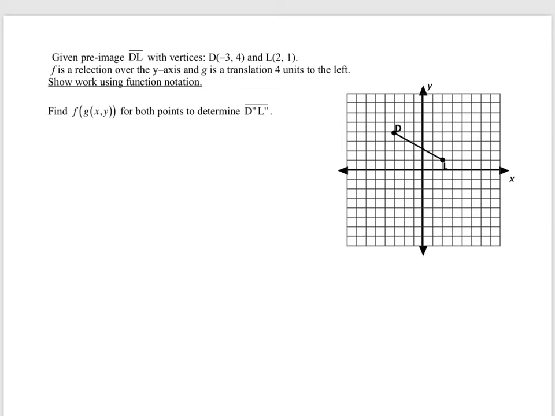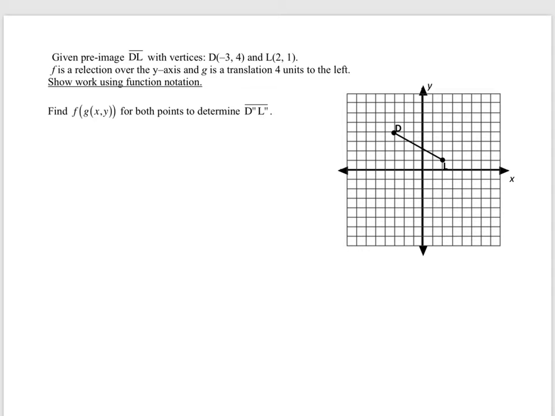All right. So the purpose of this video is just to show you different notation that you're going to start to see today, because we're going to start doing 2 transformations instead of just 1. So this isn't an example in your notes, but it's using the strategy and structure that you're going to have to use. So it says given pre-image segment DL with vertices D is -3, 4, and L is 2, 1.